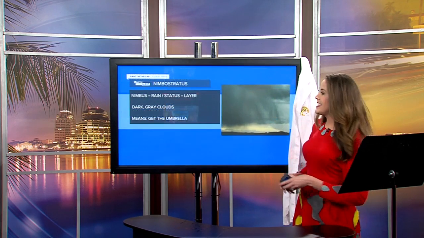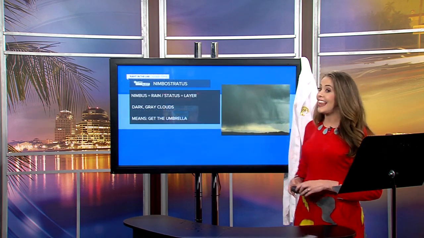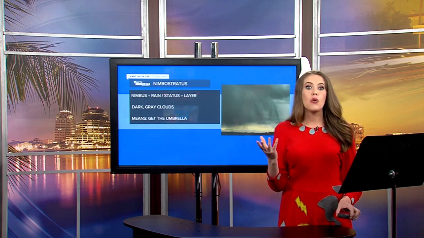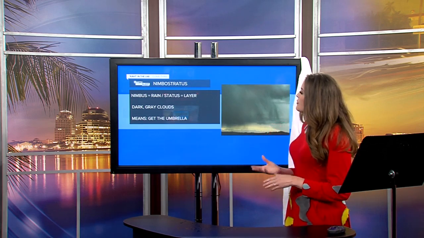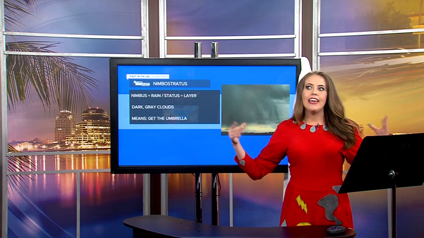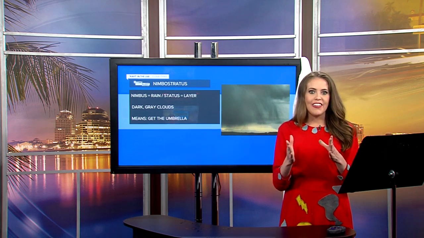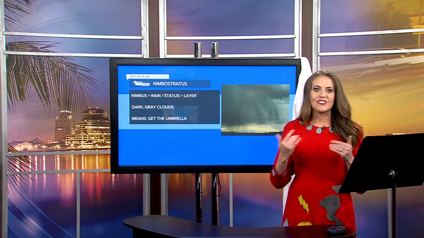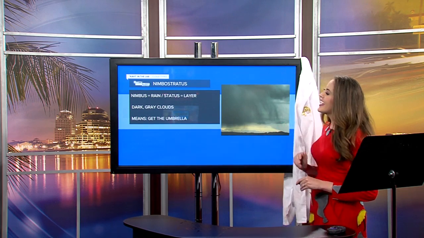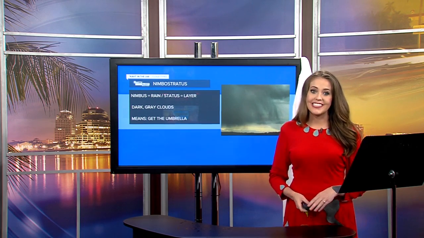Another cloud, this is the nimbostratus cloud. In Latin, nimbus or nimbo means rain. And we've got stratus, layer, okay. Nimbostratus, you put those two together, what do you get? You get a layered rain cloud. So if you see a cloud like this, you're going to want to grab an umbrella because it usually means that rain is on the way. Let's move up even higher.